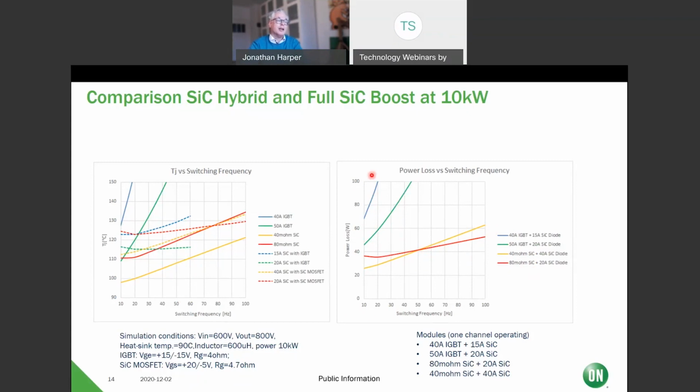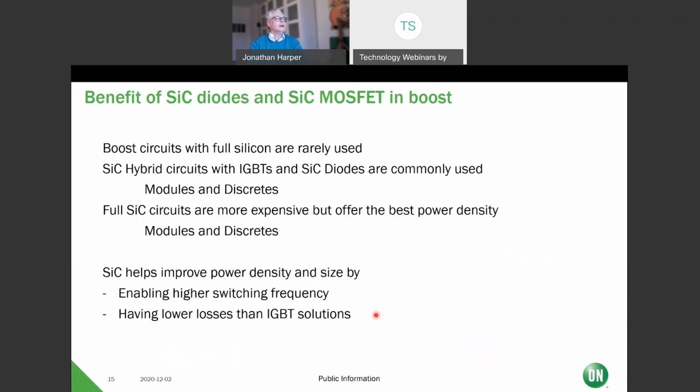I didn't even show the IGBT plus silicon diodes, which you used about 3 or 4 years ago. The efficiency is just not there. It's not worth using IGBT plus SiC diodes for this power level. Higher power levels for sure make a difference. So just to summarize, boost silicon circuits with full silicon are rarely used, and we use the SiC hybrid for the lower power levels and, to get the best performance, full SiC circuits.